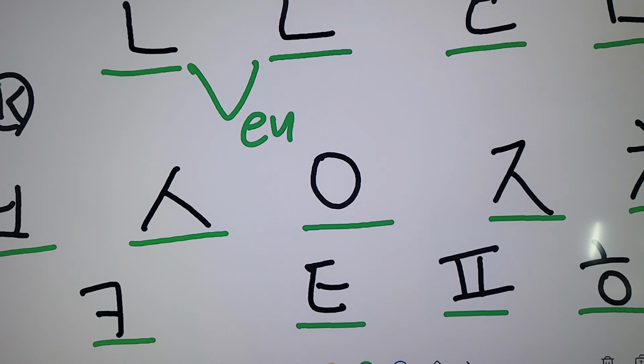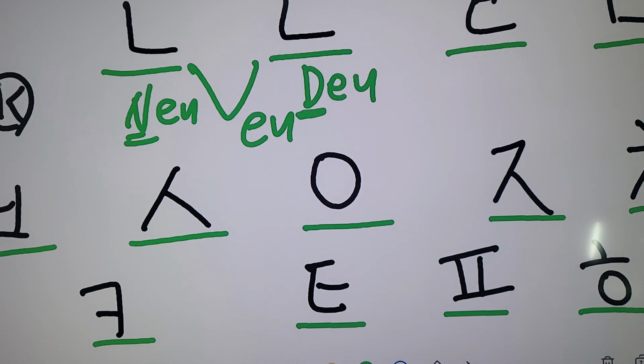Next, this one is the N equivalent. So you read 느, right? Third one we pronounce 드, so T equivalent, right? Next one is between R and L.